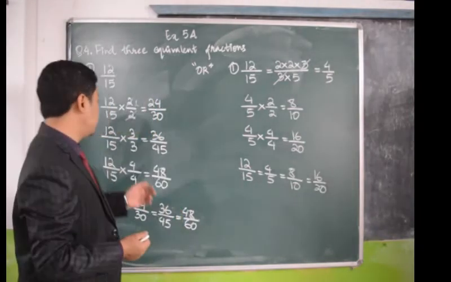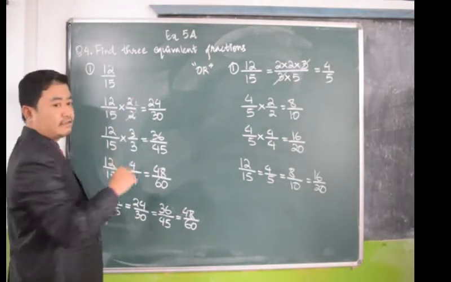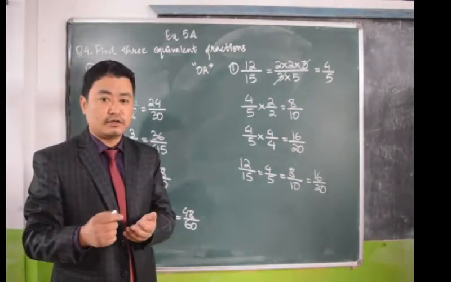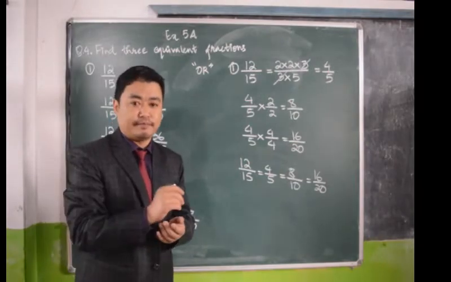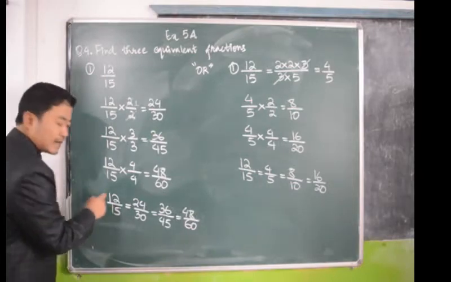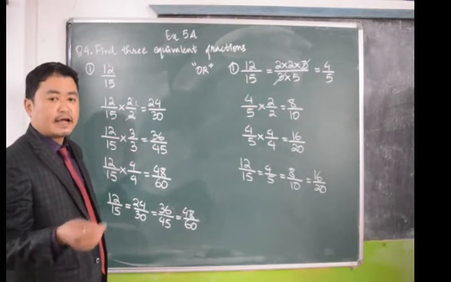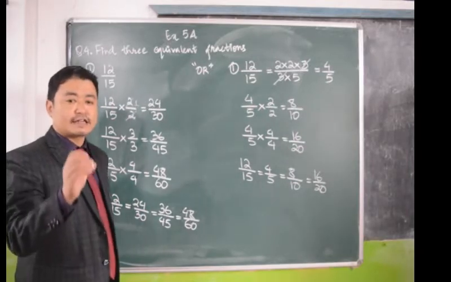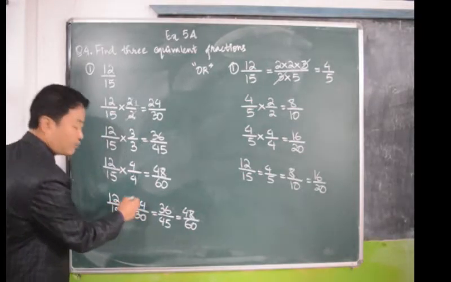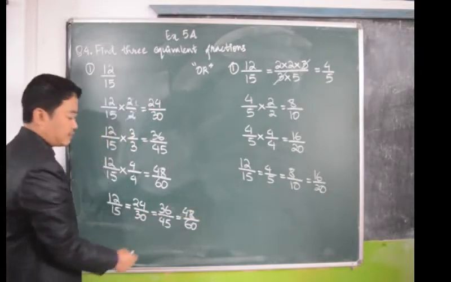So what we have learned here is how to figure out equivalent fractions. When you multiply numerator and denominator with the same number, we are actually multiplying with 1. So though the number changes, the value remains the same. This is my answer for 12 divided by 15. Equivalent fractions means fractions with the same value. So 12 divided by 15 can also be written as 24 divided by 30, as 36 divided by 45, and as 48 divided by 60.